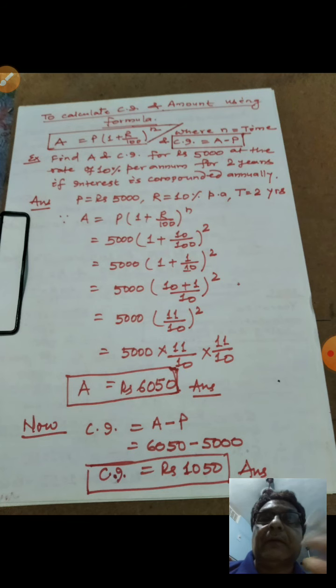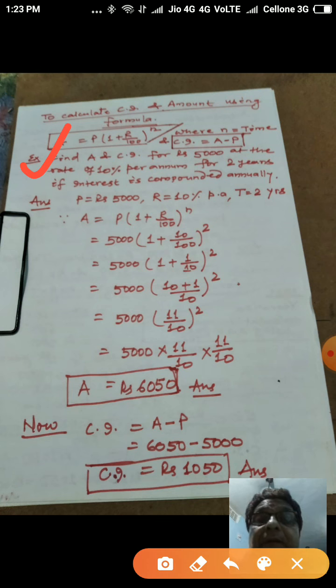Then we will be able to see what extra money we have to pay in the form of compound interest. So after calculation of the amount, we will subtract the principal from this amount, then we have the compound interest. So another formula is compound interest equals A minus P. Okay, and what is the formula of amount? Amount is equal to principal into, inside bracket, 1 plus R by 100, raised to the power n, where n is the time.